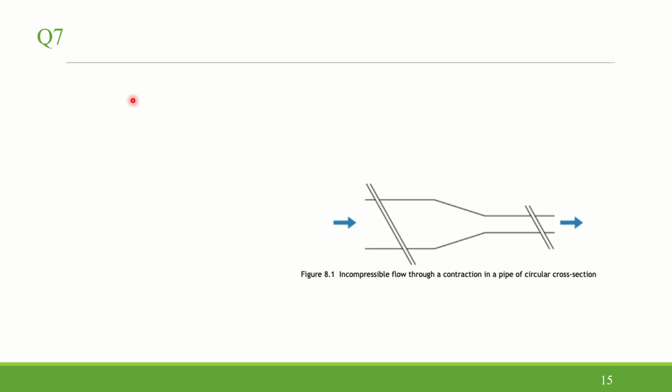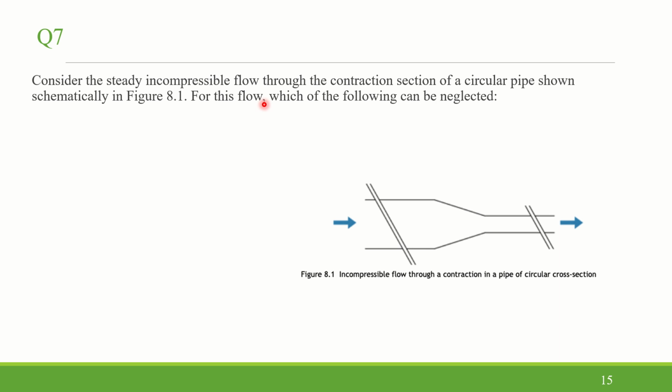In question 7 again the same figure is there, where incompressible flow through contraction in a pipe of circular cross section. So this is a circular cross sectional pipe, and we have incompressible flow through the system wherein it is reducing its cross-sectional area and it is contracting the flow. Now we will see what the question is about. Consider the steady incompressible flow through the contraction section of the circular pipe shown schematically in figure 8.1. For this flow, which of the following can be neglected?